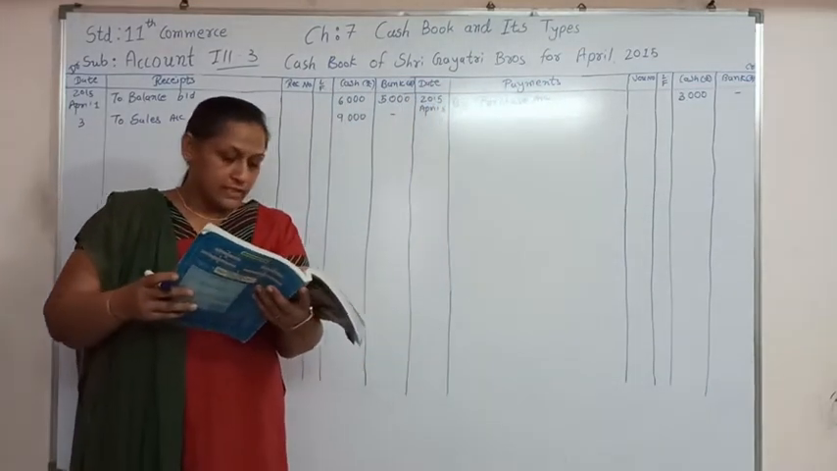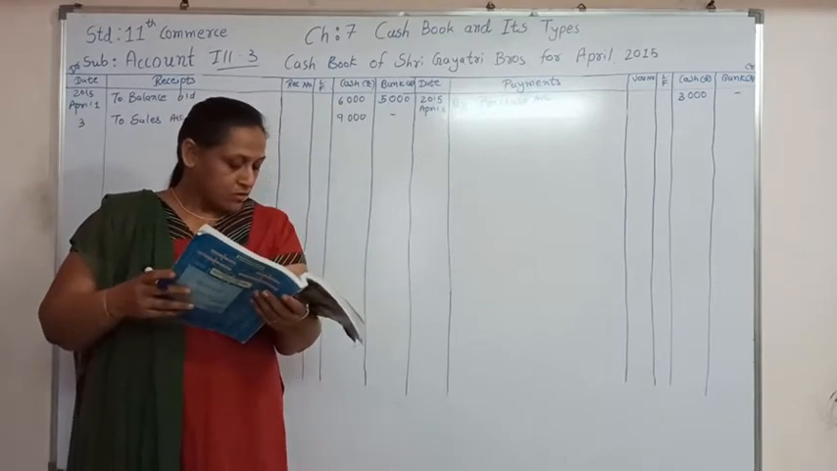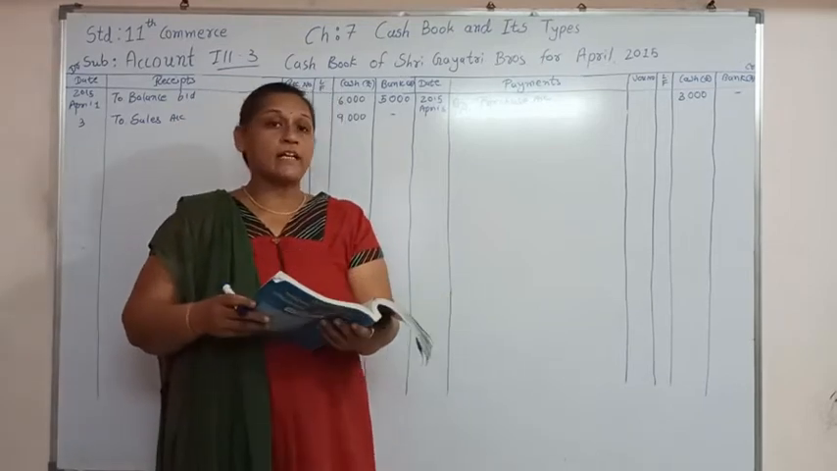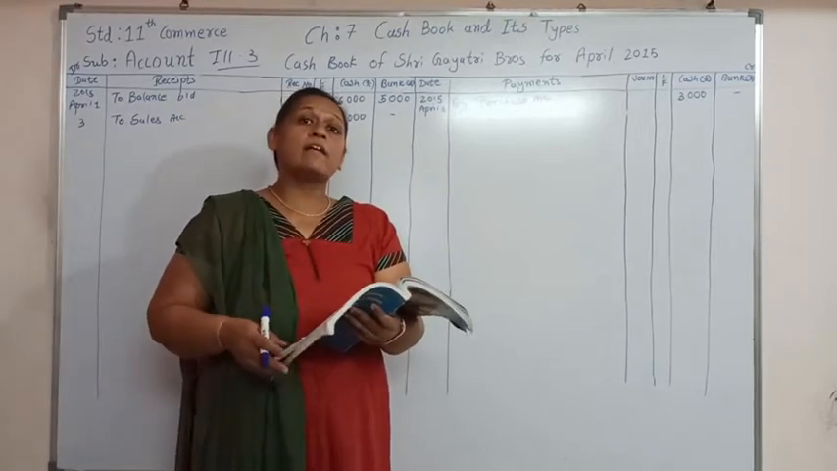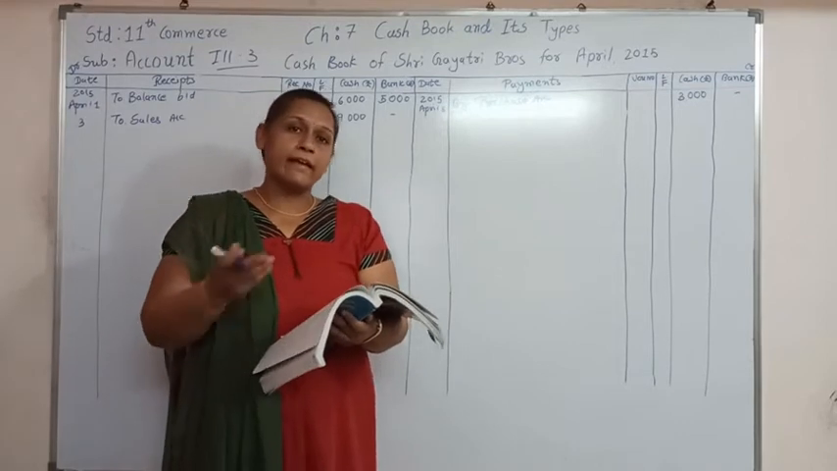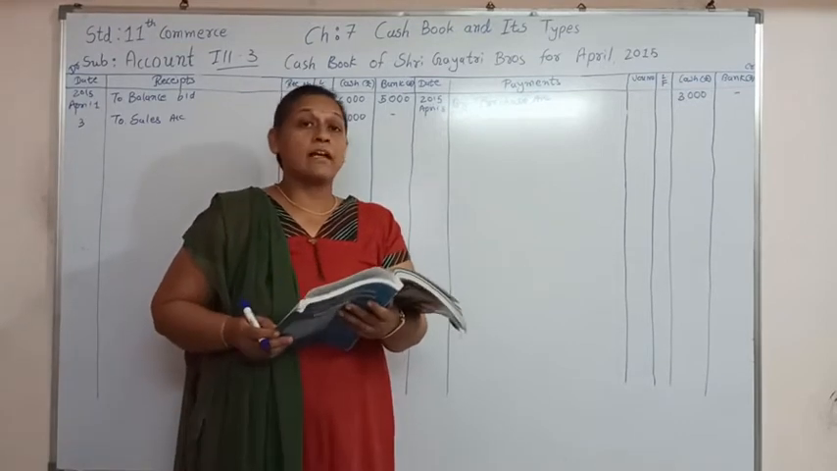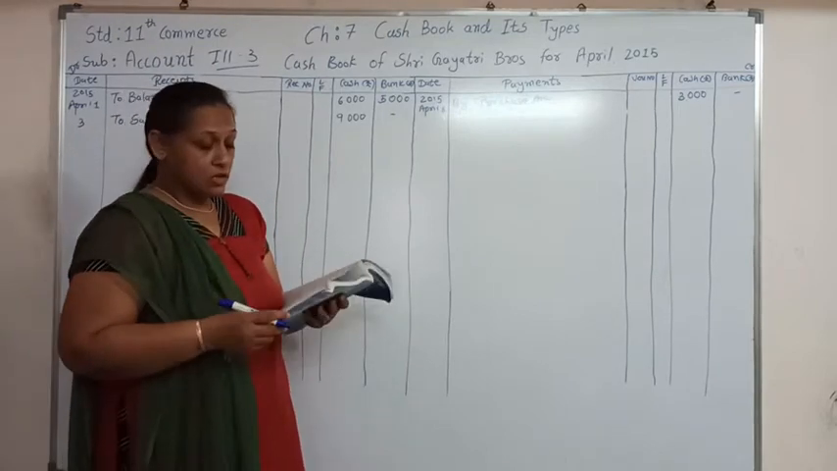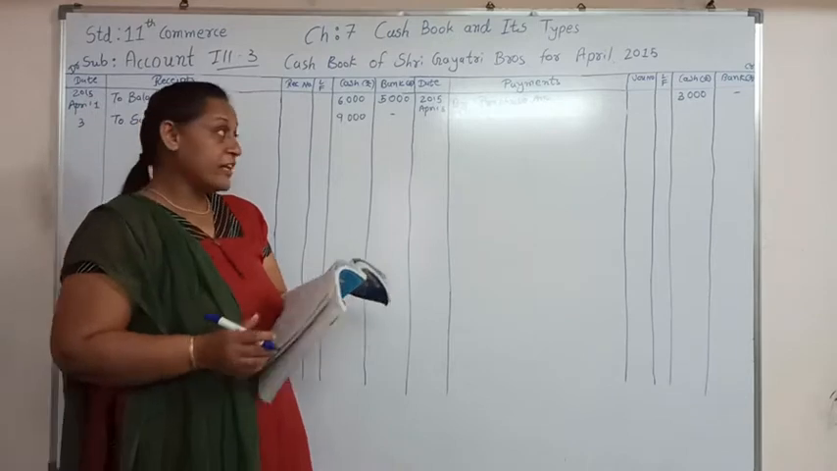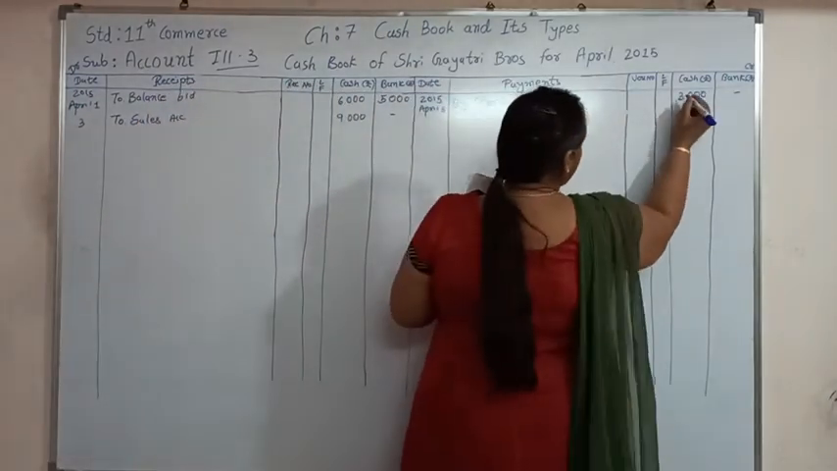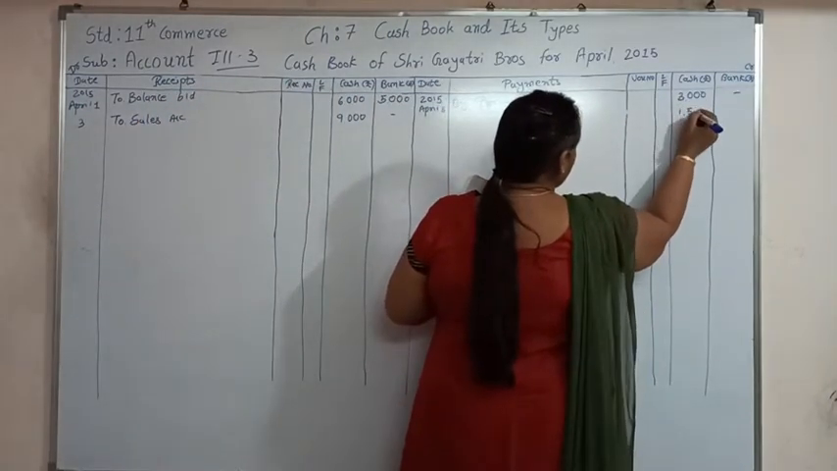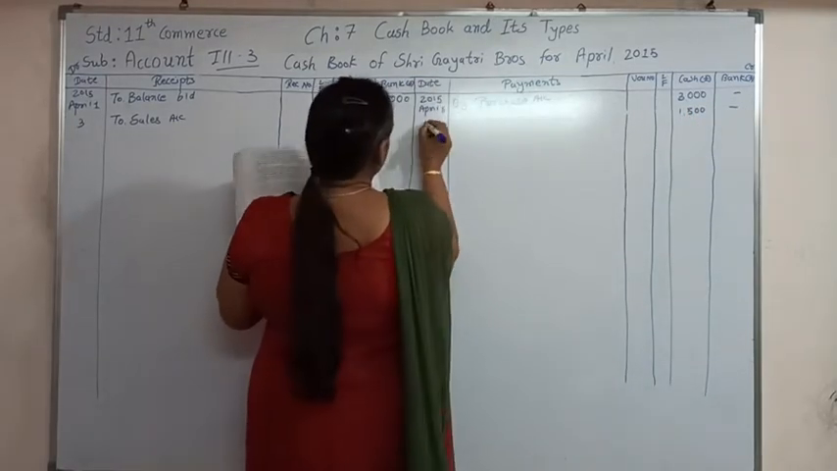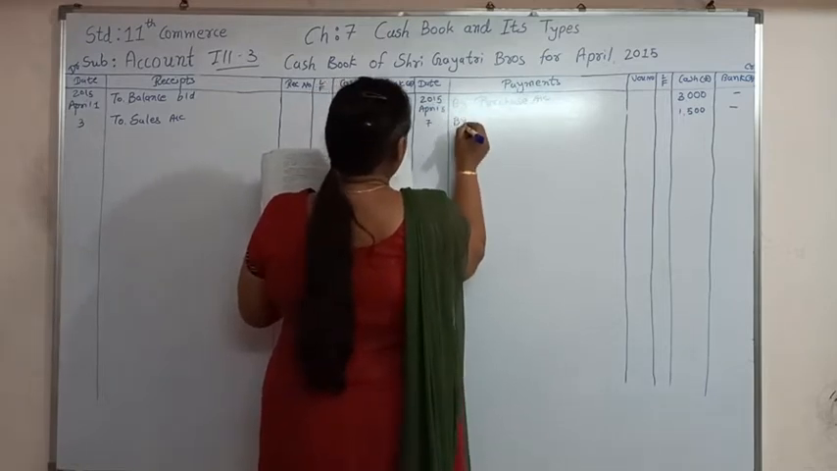Now on date number 7, cash of rupees 1,500 deposited in bank. So here there is a contra transaction where we are taking money from the business and depositing it in the bank. As the money is going out of the business, the cash account is going to be credited. So here on the credit side in the column of cash we are going to write down 1,500, and here we will write by bank account.